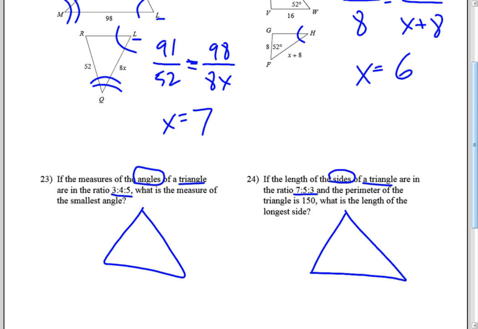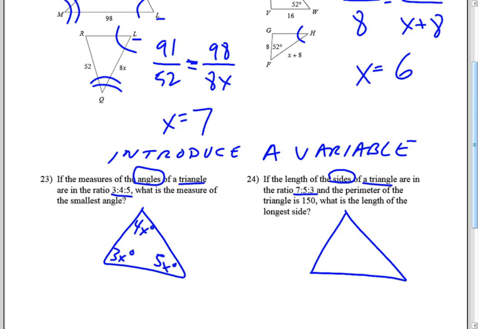If it's angles, inside or outside? Inside. Am I going to put 3, 4, and 5 inside? No. What should I be putting? 3x, 4x, 5x. That's what you got to introduce. Write that down. Introduce a variable.